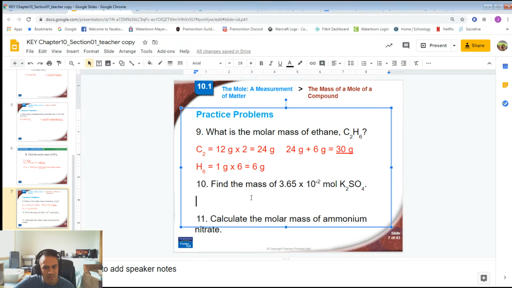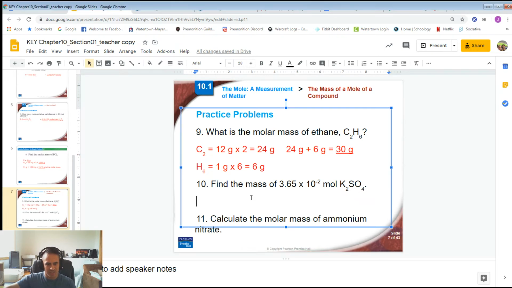All right, number 10, find the mass of 3.65 times 10 to the negative second moles of K2SO4. This one is actually a little bit of a harder problem because this section of notes hasn't gone over converting between grams and moles. But if we realize that molar mass is a fraction, this problem actually is not too difficult.